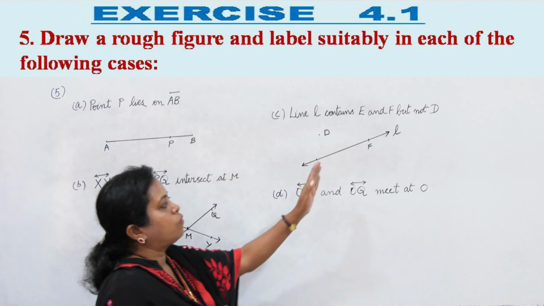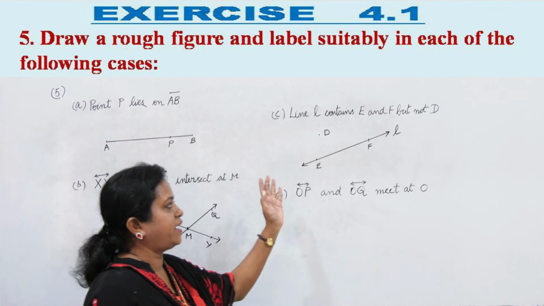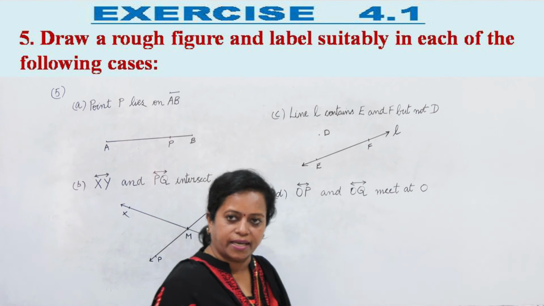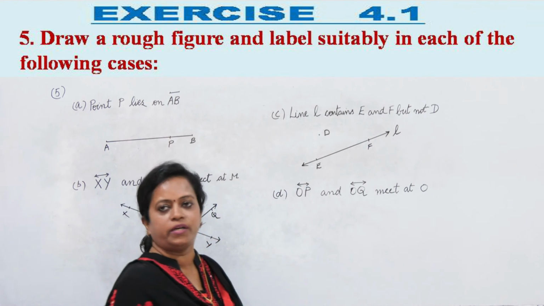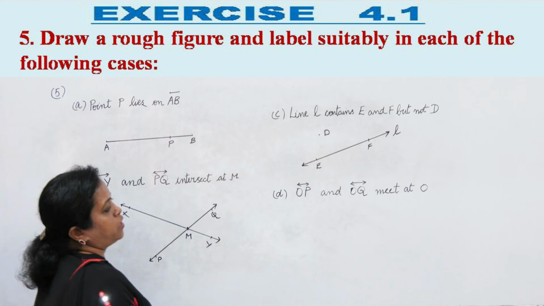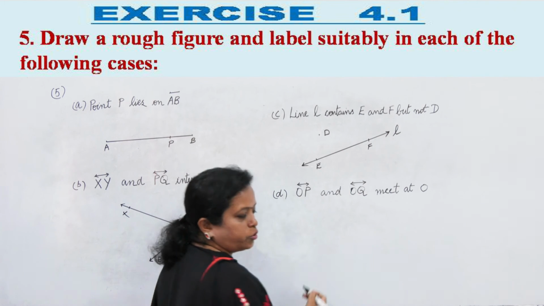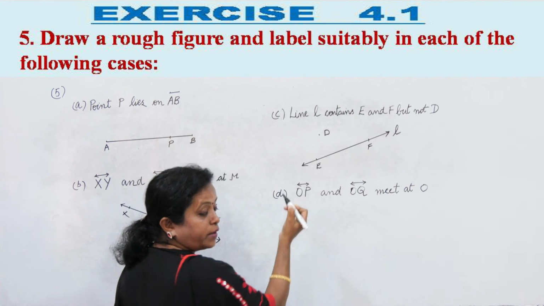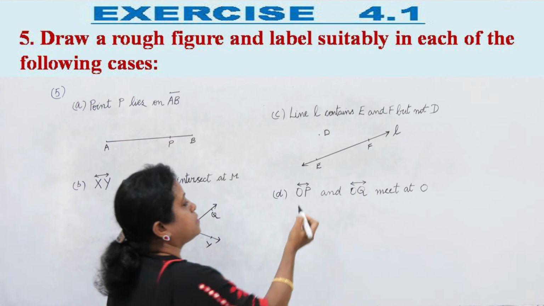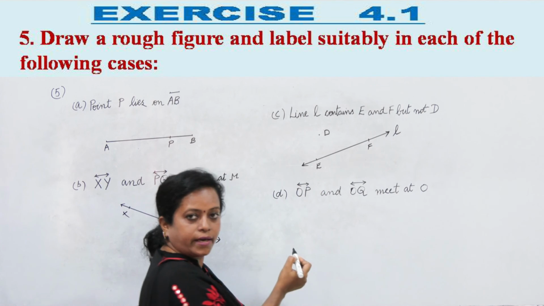Okay. So what can you say about this line? This is a line L which has 2 points E and F, but does not have the point D. Clear? Now next is OP and OQ. These are also lines, because how do you understand they are lines? You can see the symbol over them, that is double-headed arrow.